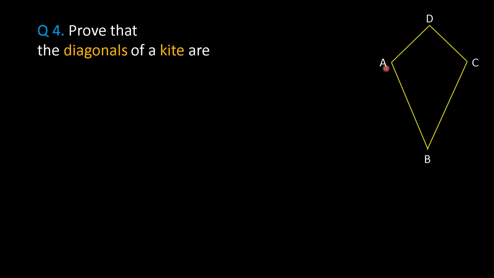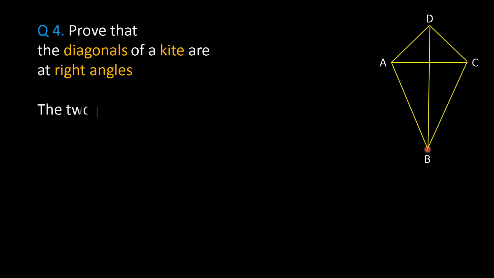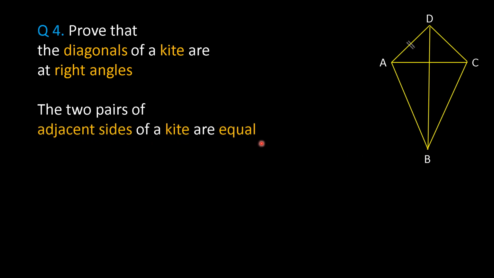In question 4, we have to prove that the diagonals of a kite, this is kite ABCD, and its diagonals AC and BD are at right angles. This is what we have to prove. We know that the two pairs of adjacent sides of a kite are equal. That is, AD equals CD and AB equals CB. We shall use position vectors of various points with respect to point O.